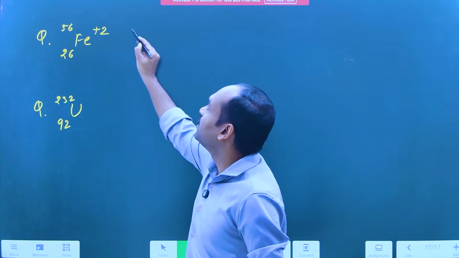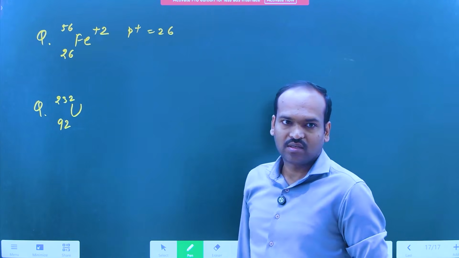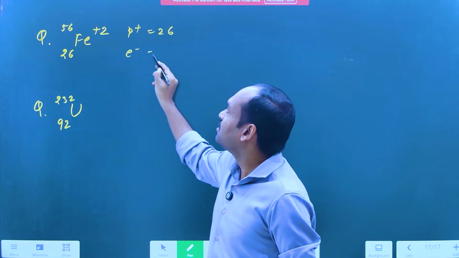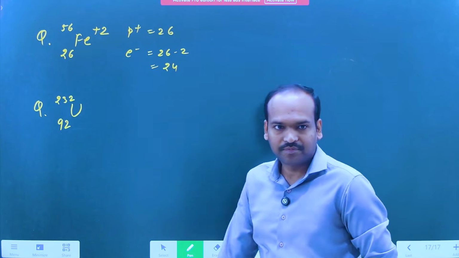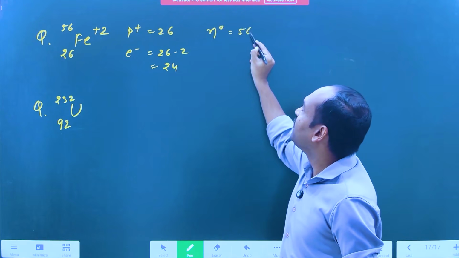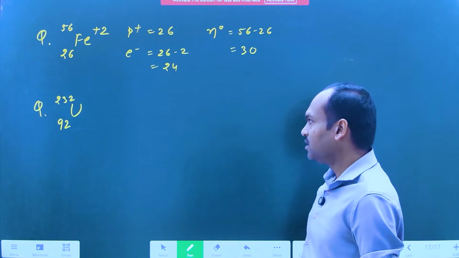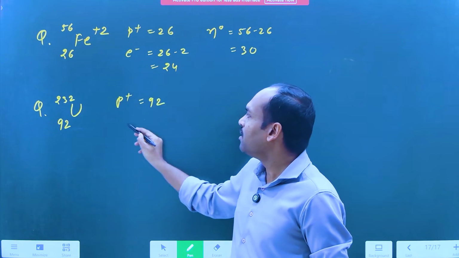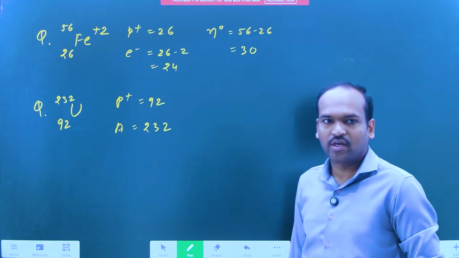Protons here are 26. Electrons are 26 minus 2, because 2 are lost, so 24. Neutrons are 56 minus 26, which is 30. Correct. Now uranium: it is neutral, so protons are 92. Mass number A is 232.